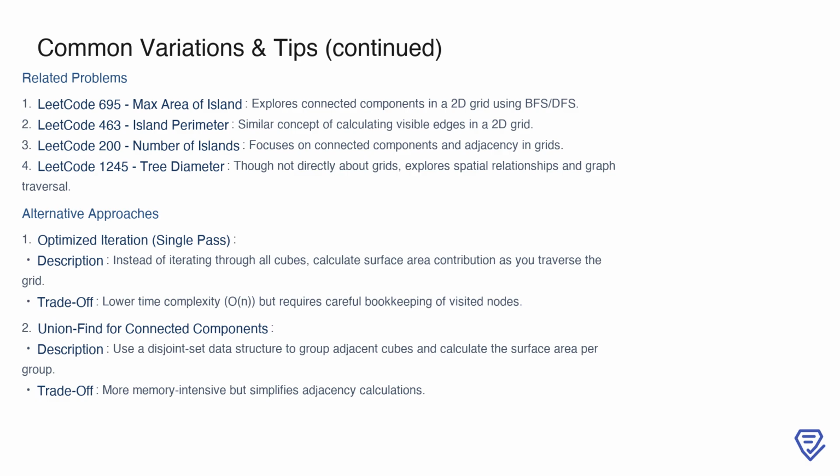Beyond related problems, alternative approaches to this challenge can also enhance your problem-solving repertoire. For instance, optimized iteration involves calculating the surface area contribution as you traverse the grid in a single pass. This approach reduces time complexity to O(n), but it requires careful tracking of visited nodes to avoid errors. Another method is using the union-find data structure to group adjacent cubes and calculate the surface area for each group. While this approach simplifies adjacency calculations, it tends to be more memory-intensive, so it's important to weigh the trade-offs.